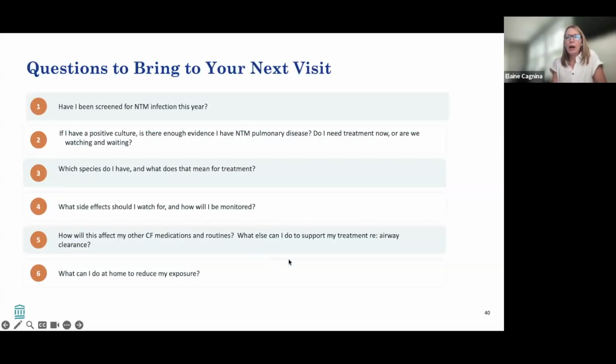And so what should you ask? Things to ask in regards to NTM infection, particularly if you've tested positive, when you go to clinic. You want to ask, have I been screened for NTM infection this year? Did you collect my sputum for NTM? Because you should have. If I make sputum, it should have been sent for AFB. If I have a positive culture, is there enough evidence that I have NTM pulmonary disease? Do I need treatment now, or are we watching and waiting? Which species do I have, and what does that mean for treatment? What side effects should I watch for, and how will I be monitored? How will this affect my other CF medications and routines? What else can I do to support my treatment regarding airway clearance? And what can I do at home to reduce my exposure?